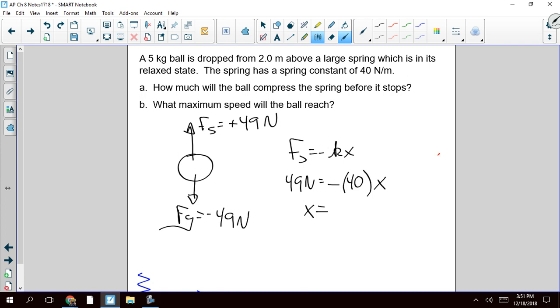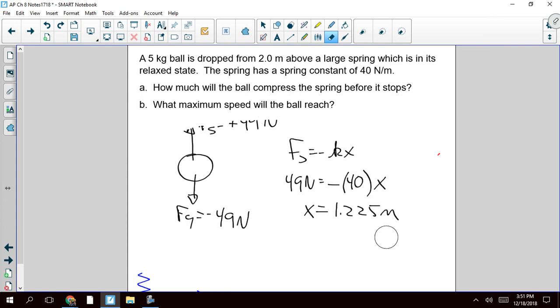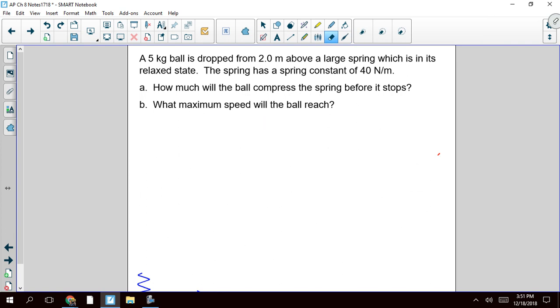Let's just do this real quick since I made that mistake. 49 divided, oops, 49 divided by 40, so you get 1.225 meters, right? Okay. So how do we solve it? Well, here's what we're going to do.